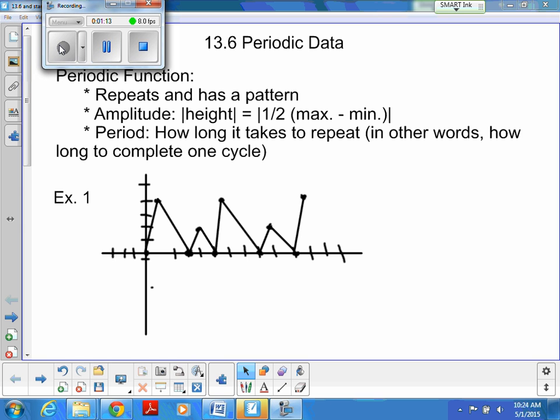How do you find the amplitude? The amplitude is the height of your graph. How do you figure out the height of a graph? It's the absolute value of the maximum height minus the minimum height, divided by 2. That's how you find the height of any graph. And how do you find the period? How long it takes to repeat. So all we're going to do today is find the amplitude and find the period.